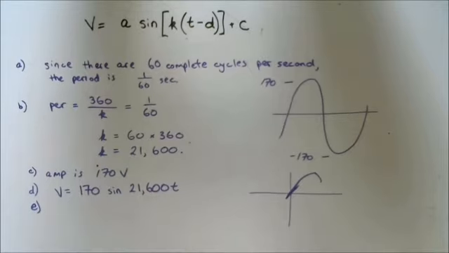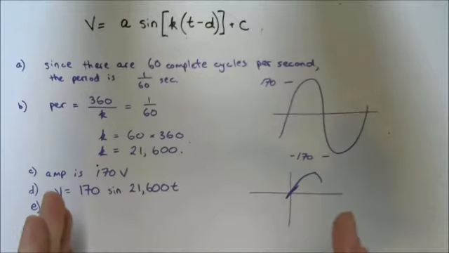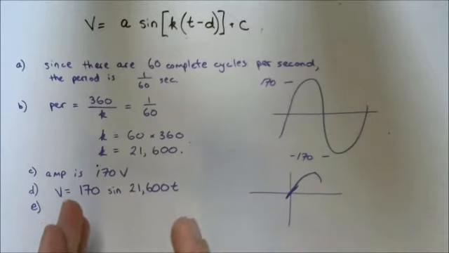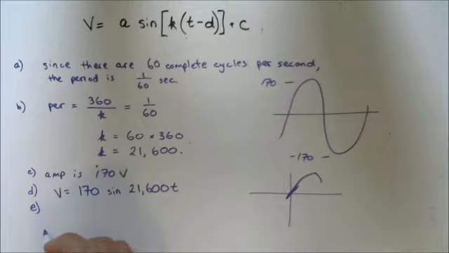Part E asks us to graph the function over 2 cycles using technology. In order to graph only over 2 cycles, we don't need a very big frame. We can zoom right in on a little chunk of that horizontal axis, because it's going to complete 1 cycle in 1/60th of a second. So it's going to complete 2 cycles in 1/30th of a second.